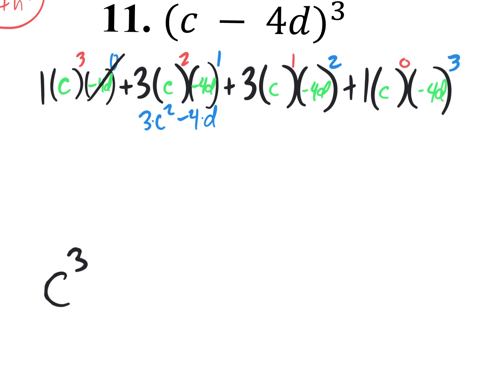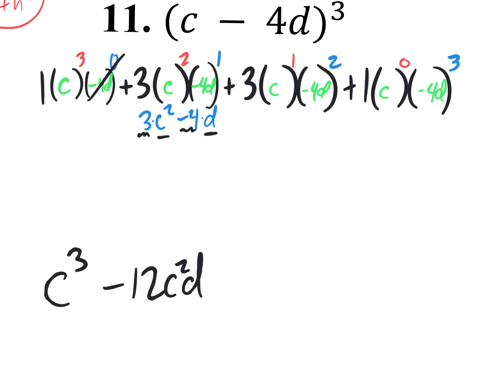So what I like to do is multiply the numbers together and then the letters. So let's begin with the numbers. 3 times negative 4, that'll be a negative 12. And the C squared D, you just write them together, C squared D. And that's the second term of your answer.